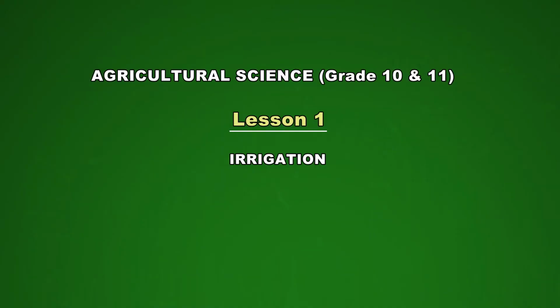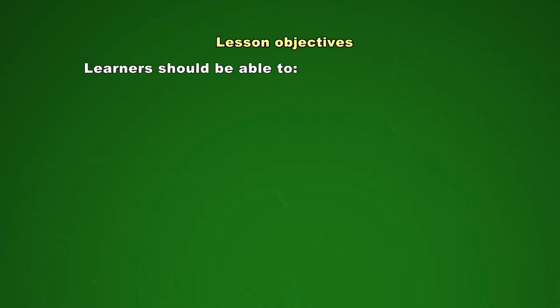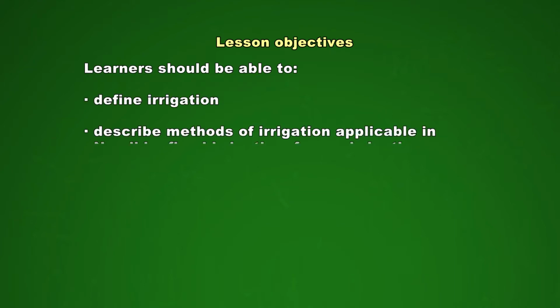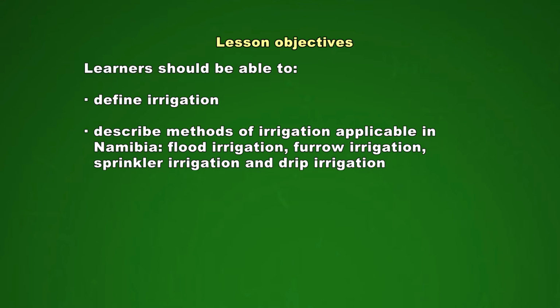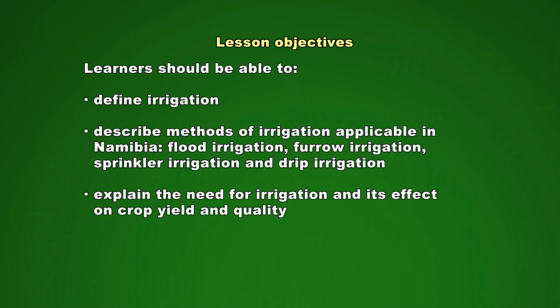Today we will learn about something that is important to every farmer and gardener in Namibia, namely irrigation and its effects on plant growth. At the end of today's lesson, you should be able to define irrigation, describe methods of irrigation applicable in Namibia, namely flood irrigation, furrow irrigation, sprinkler irrigation, and drip irrigation. Explain the need for irrigation and its effect on crop yield and quality.